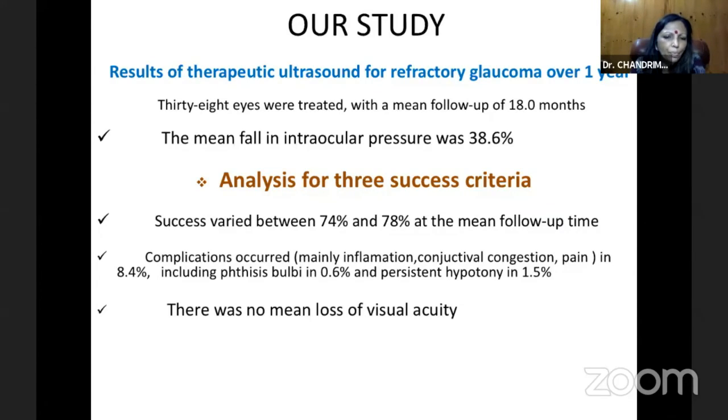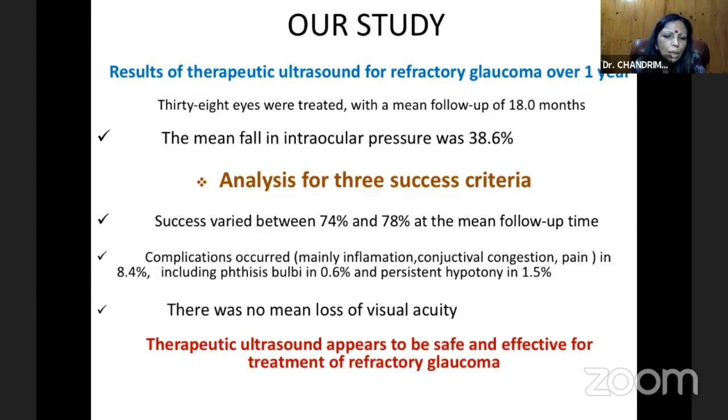Complications occurred, mainly inflammation and conjunctival congestion, in 8.4%, including phthisis bulbi in 0.6% and persistent hypotony in 1.5%. There was no mean visual loss. And therapeutic ultrasound appears to be safe and effective for treatment of refractory glaucoma.